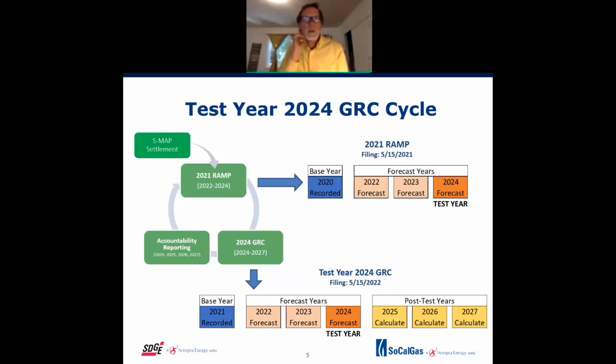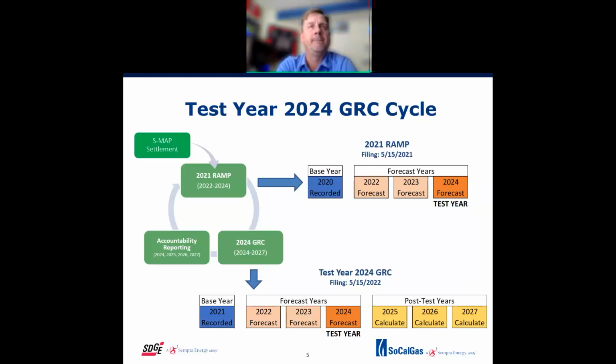Let me just make sure I'm understanding. I guess what I want to understand is the concept of the base year for the 2021 RAMP. You said that that's the last year of recorded data that you'll have. But for purposes of assessing the effectiveness, the risk reduction of mitigations, what period of analysis is going to be used as the baseline against which you're comparing the risk reduction? Do you understand my question? Not specifically. Try it again.